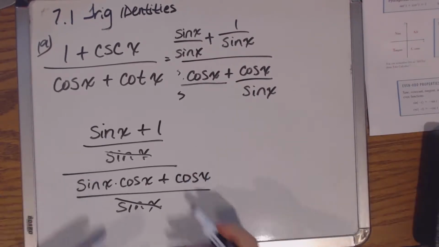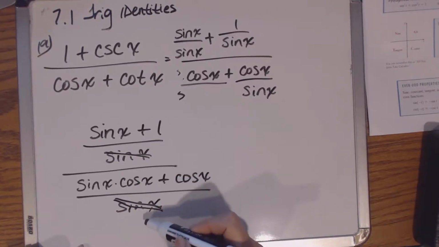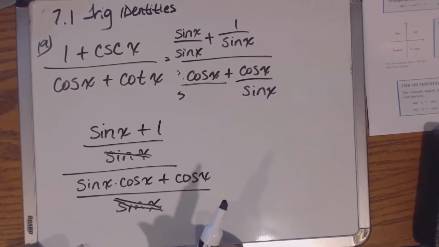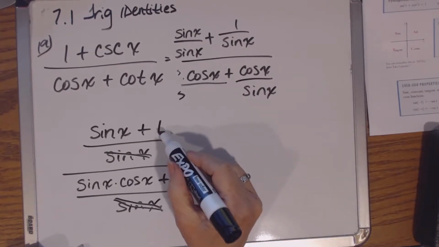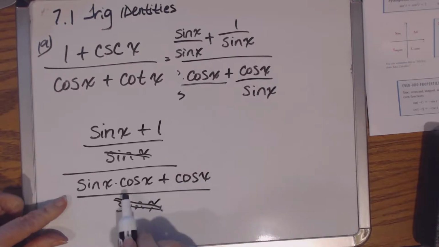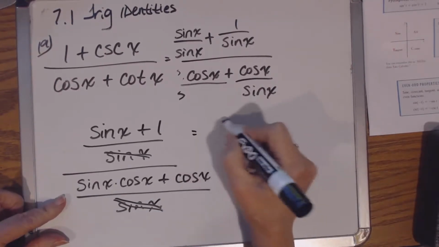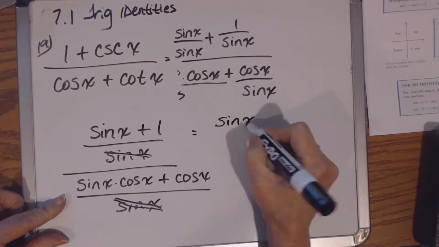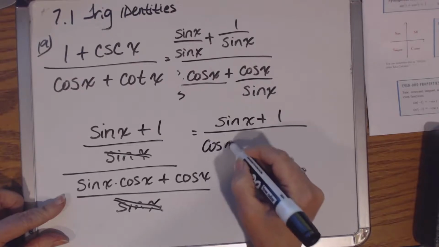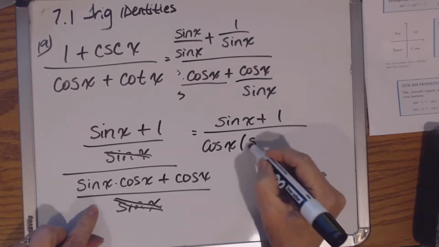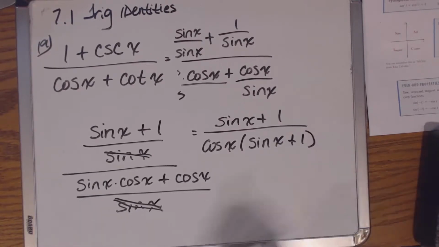I know how this is going to go. Same denominators in the top fraction and the bottom, they're going to cancel when I flip and multiply. So what I have left is sine of x plus 1 over, and then I'm going to factor the cosine of x out of the bottom expression here. So I've got sine of x plus 1 over cosine of x times sine of x plus 1.